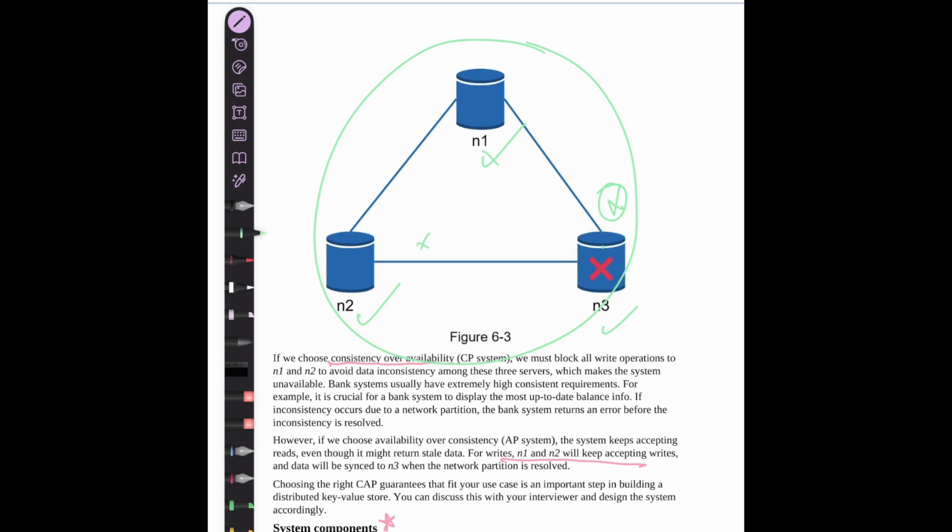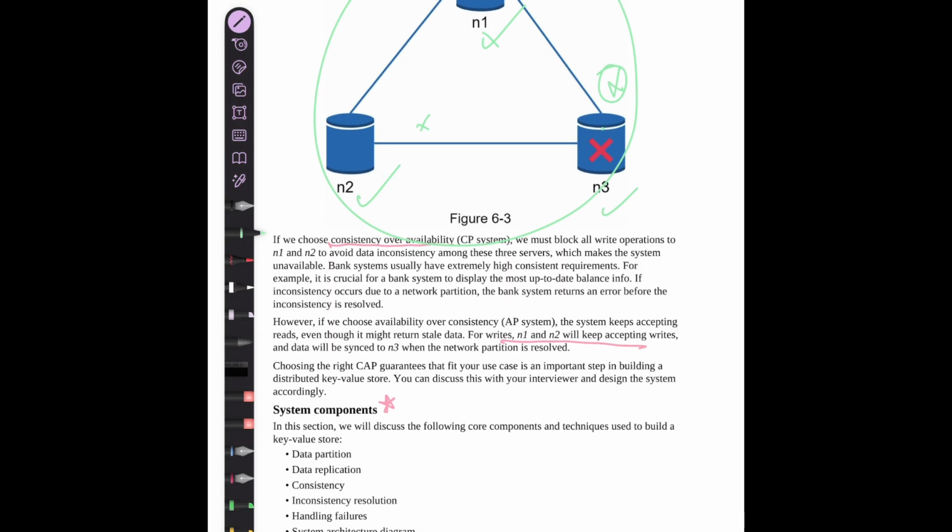Since you are not allowing any writes, as in you have turned down your system for the time N3 is down, it means your system is not available all the time. So here you are prioritizing consistency over availability. That's what they wrote here exactly. If we choose consistency over availability, you need to block all the write operations to N1 and N2 to avoid data inconsistency, which makes the system unavailable.